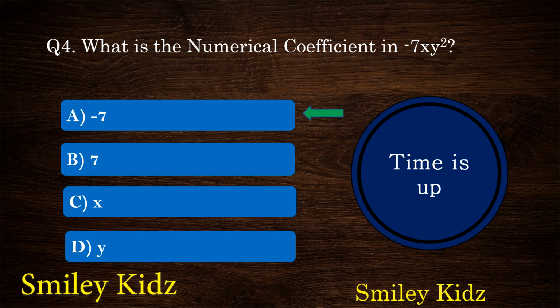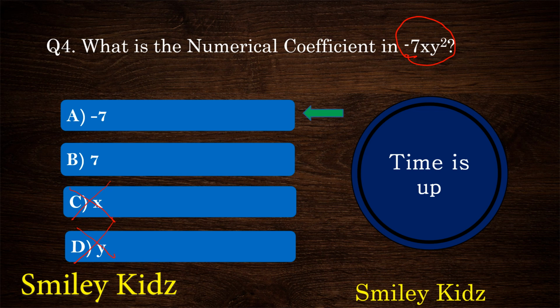What about the other options? Let's see. Here they are asking us the numerical coefficient, or simply the coefficient, in minus 7xy square. So first of all, coefficient is the number which is multiplied by a variable. So the coefficient will be a number or a constant term. That means the variables are wrong. Option C and D are absolutely wrong because they are having variables, which is not at all correct, because coefficient is a number which is multiplied by a variable. So then we have option A and B left out.